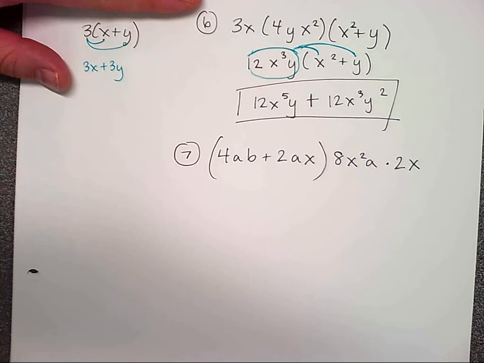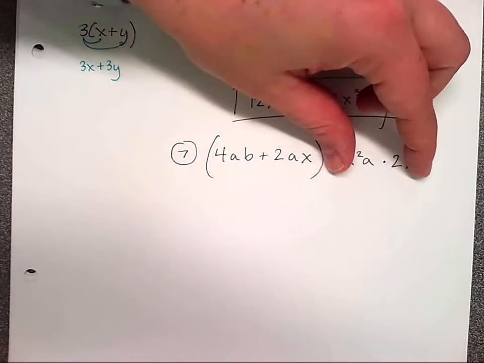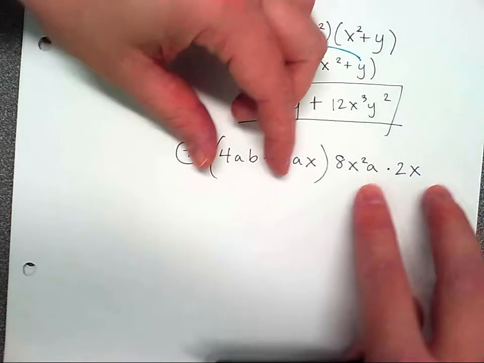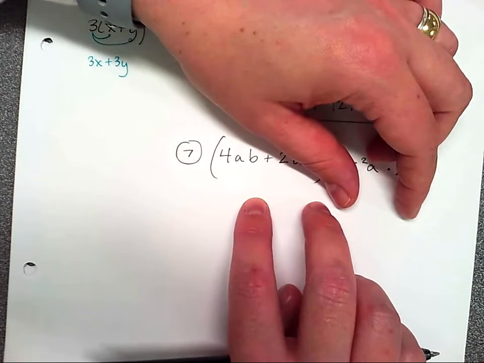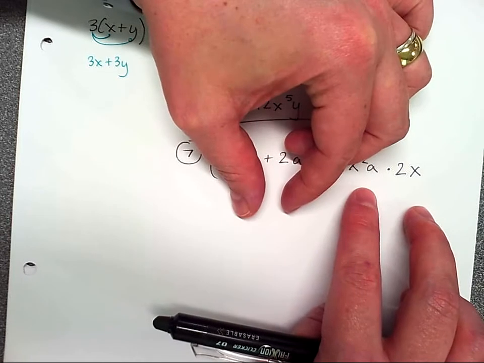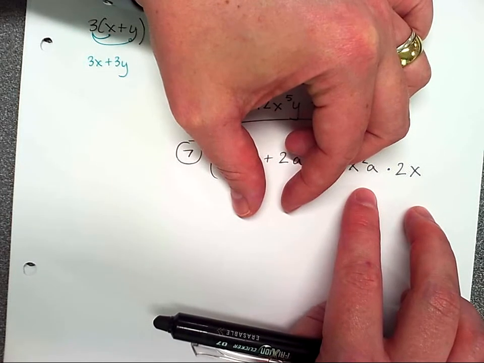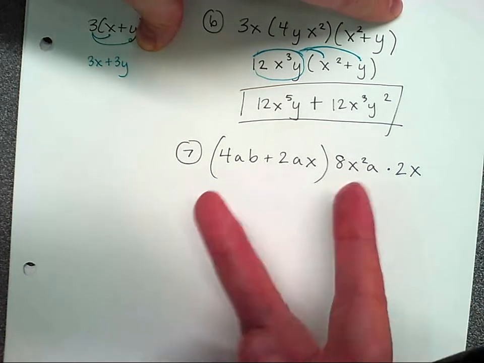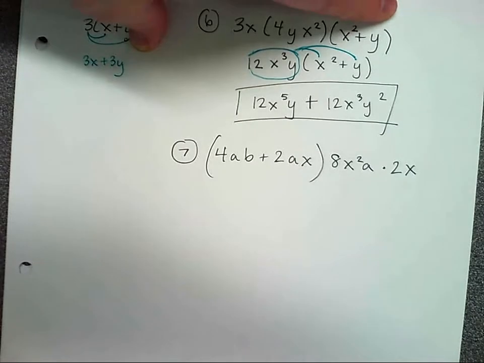I could change the order of this because x times y is y times x. That means it's commutative. Order doesn't matter when I'm multiplying. 2 times 3 equals 3 times 2. Bless you. Right? I can change the order. That doesn't matter. If that helps you see it, that's fine.